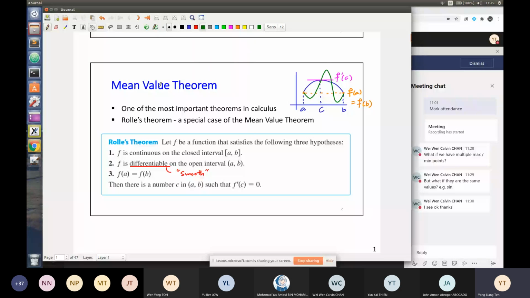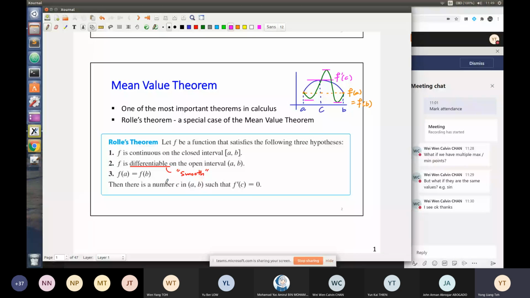Can I violate this Rolle's theorem? I can't, because as long as my f(a) equals f(b), I can practically find, in this case, 3 points c whereby the gradient is equivalent to 0. You see that? Okay, so there is a number, right?